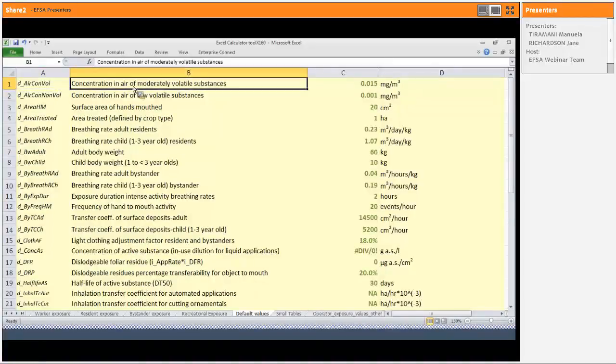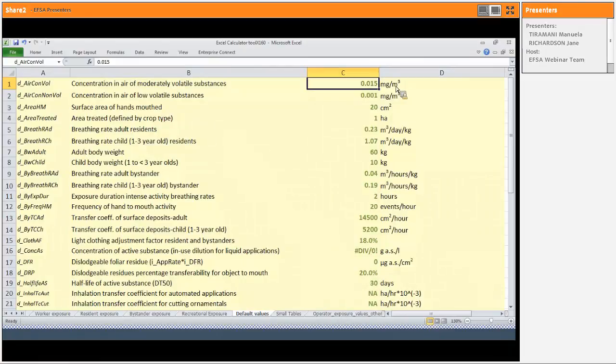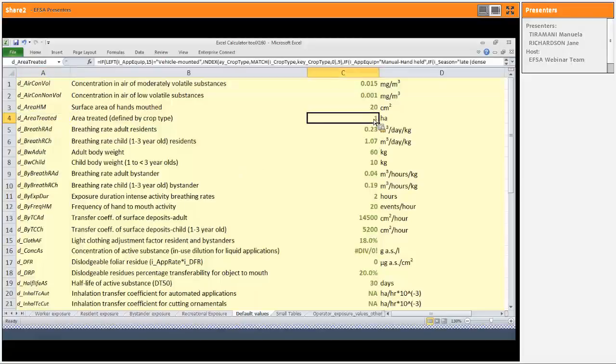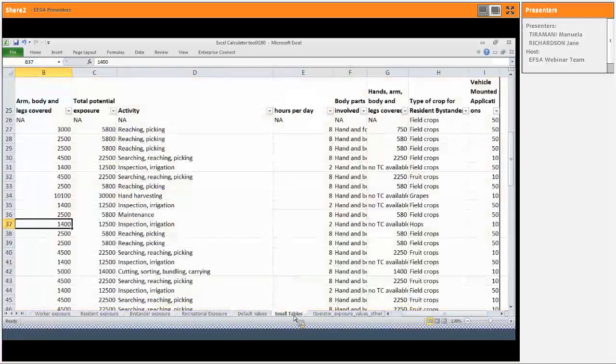Then obviously we know what this default value is, the value that was specified in the calculator, and the units for that. So for example, we have here the treated area. So this would be for the operator exposure, and this would be the hectares that are used, and this is defined by crop type. And in fact, we can see a little bit more about that if we go to the small tables here.